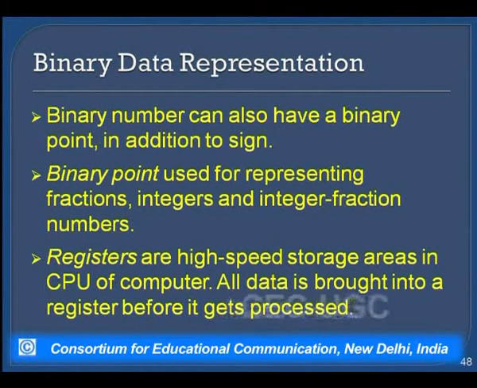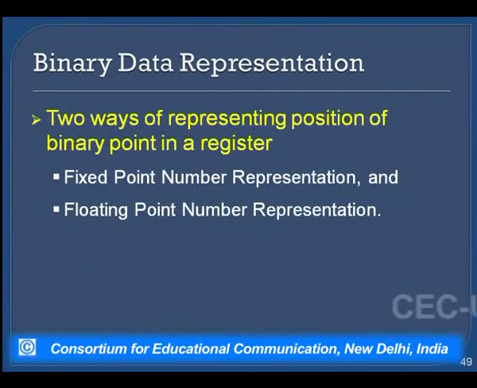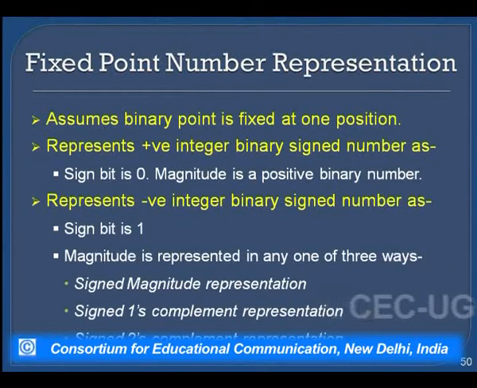Now, when we are representing binary data, it has a number, a position for the sign bit and a binary point, and all this processing is done in the registers, which are high speed storage areas in the CPU. There are two ways of representing the position of the binary point. One is the fixed point representation and the other is the floating point representation. The fixed point number representation assumes that the position of the binary point is fixed.